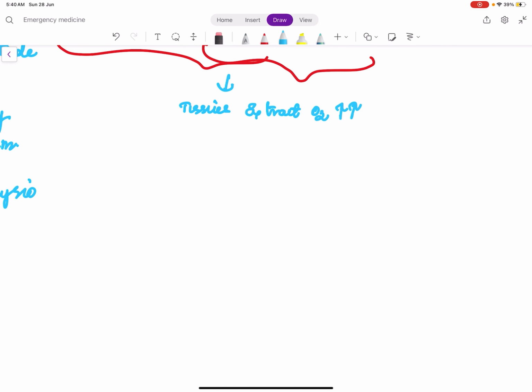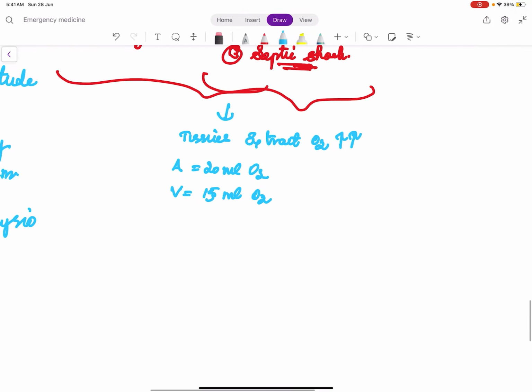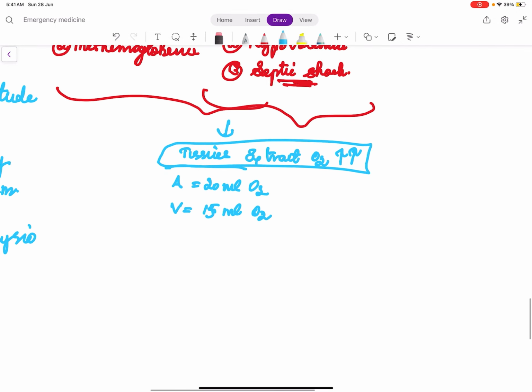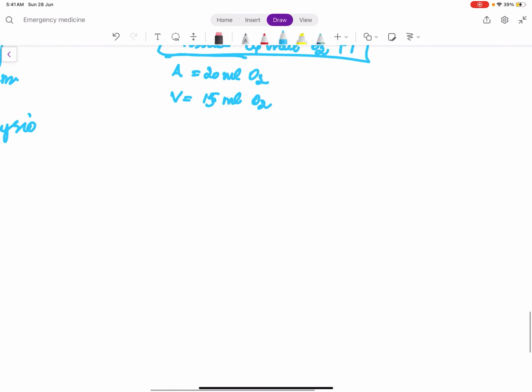I already told you, the arteries deliver about 20 ml of oxygen. The tissues consume 5 ml of oxygen. So the veins will carry the remaining 15 ml of oxygen. So what happens when shock is there, or when there is stagnant hypoxia, or when there is anemic hypoxia? The tissue extraction becomes more, which means even though the arteries deliver 20 ml of oxygen, the tissues extract more oxygen and the veins carry less than 15 ml of oxygen.